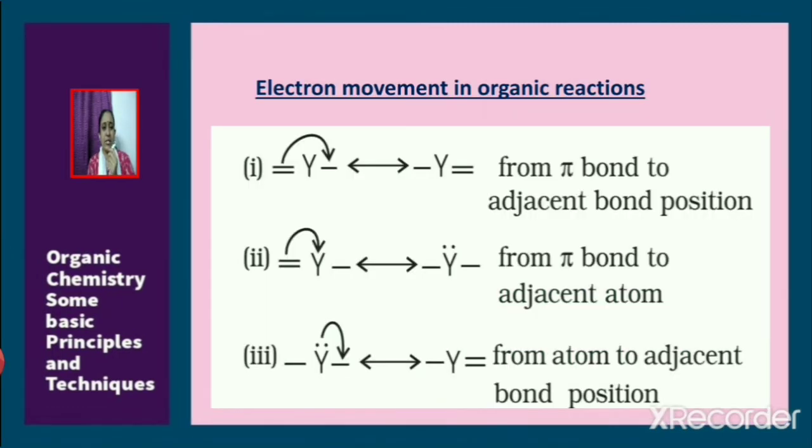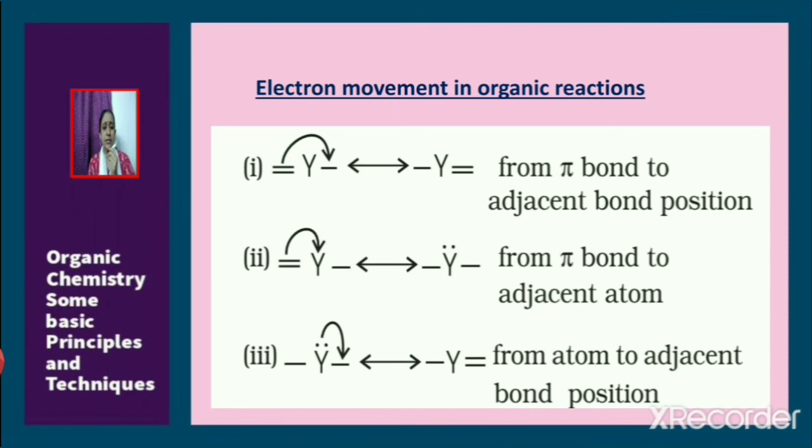Electron movement in organic reactions. Now consider the first case here. The electron movement takes place in such a way that it is from the pi bond to adjacent bond position. As a result of this type of electron movement, the double bond changes to single bond and the single bond changes to double bond. Now consider the second case. Here, the electron movement is from pi bond to adjacent atom. As a result of this electron movement, double bond changes to single bond and Y atom will be now associated with a lone pair of electrons.